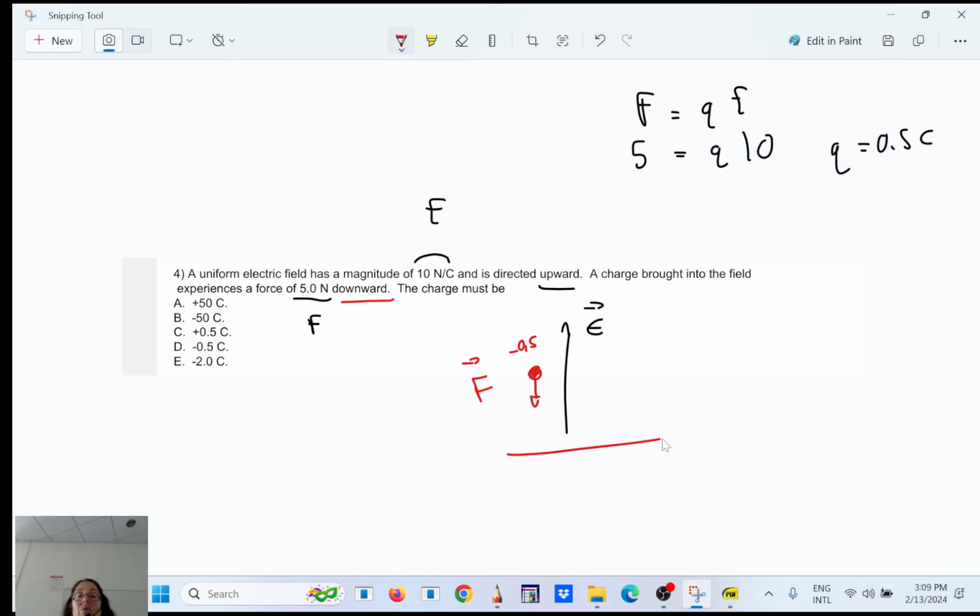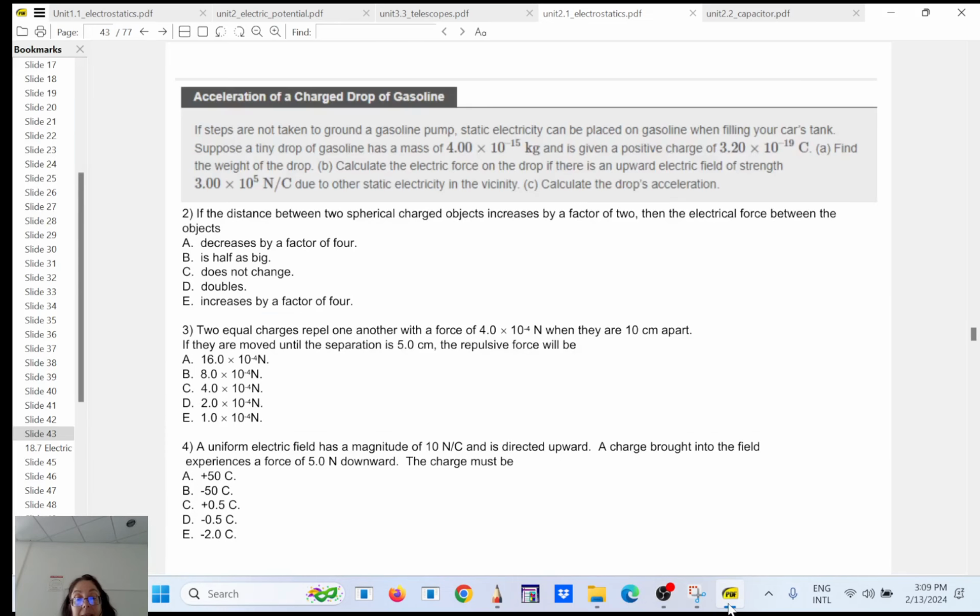Why is that? Because look, an electric field goes from plus to minus. So you see the negative charge wants to go this way because it wants to go to plus to decrease its potential energy. Does it make sense? Yes? Okay.